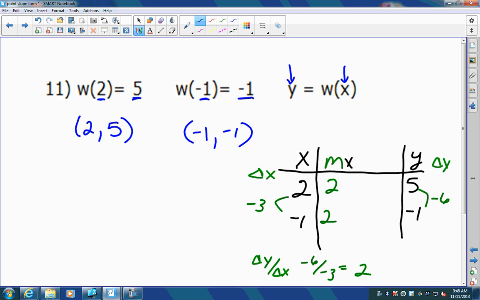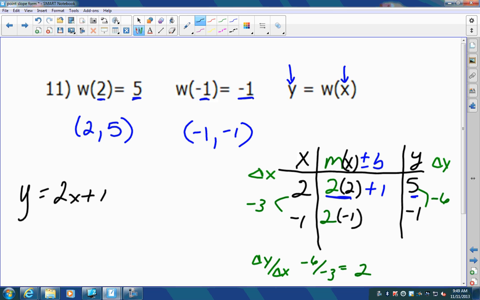So now I have 2 times X. Oops, there we go. 2 times 2. That's all positive, so I'll stick with that. 2 times 2 is 4. What do you have to add or subtract to get to 5? +1. So your equation is Y equals 2X plus 1. Again, when you put that in the calculator, second graph, you should be able to find those points.